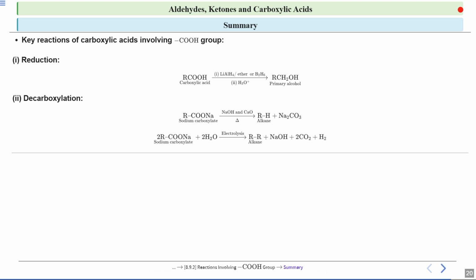Finally, we saw the electrolysis of sodium carboxylate. When two molecules of sodium carboxylate react with water during electrolysis, they form an alkane, and the byproducts are sodium hydroxide, carbon dioxide, and H2 gas. This method is quite useful for generating alkanes from carboxylic acids in a controlled manner. If you see over here, this always doubles the number of carbon atoms. So we discussed two methods, one is reduction and one is decarboxylation.